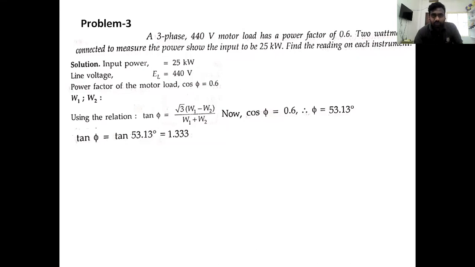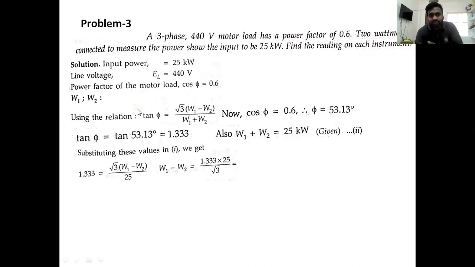The main purpose of this calculation is to find out the reading in each instrument. Two wattmeters combined together measure a reading of 25 kilowatts. We need to calculate power in W1 and power in W2, the individual power of the two wattmeters. We know W1 plus W2 is equal to 25 kilowatts, and that is also given in the problem. Tan phi is equal to 1.33, so I substitute that.